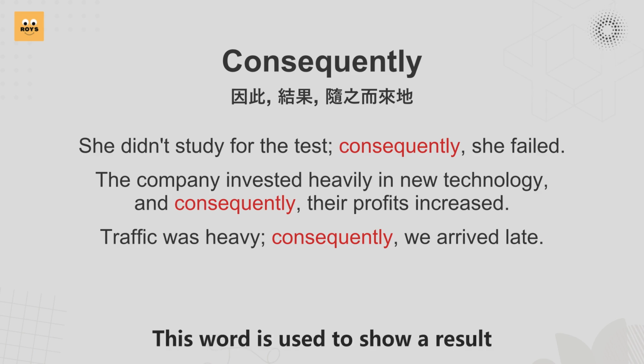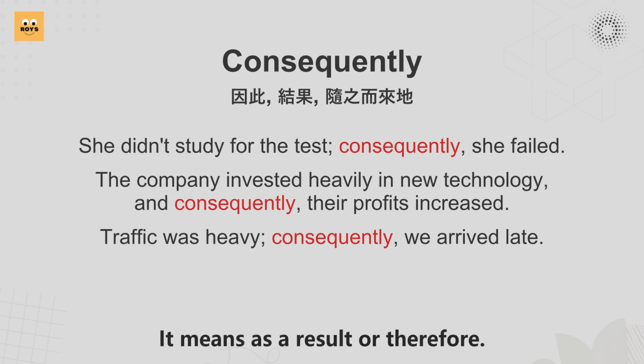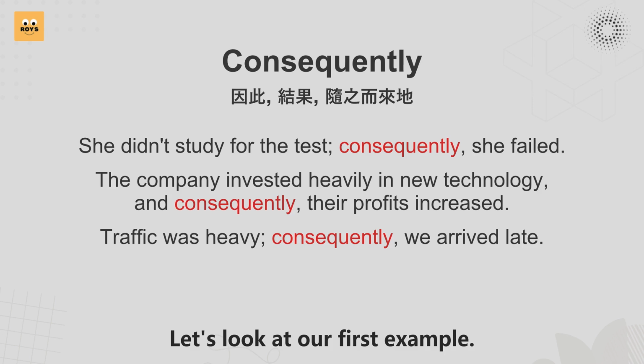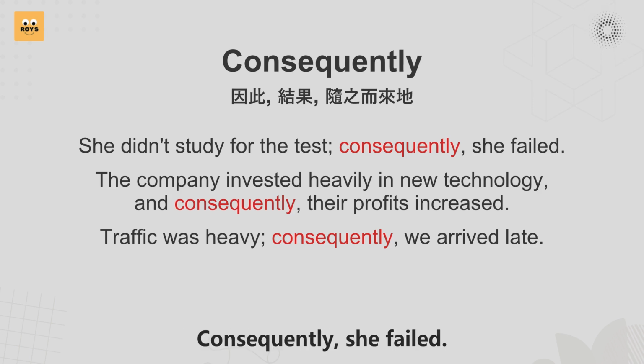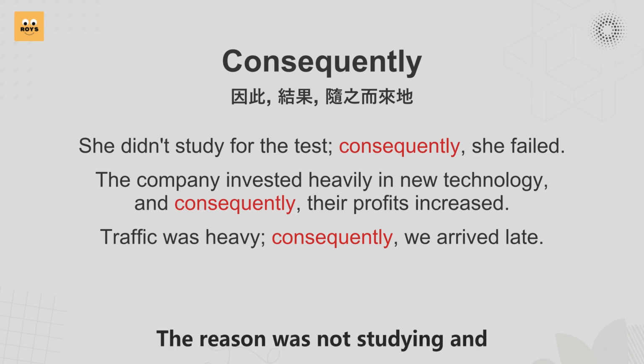This word is used to show a result or an effect of something that happened before. It means as a result or therefore. Right. It connects two ideas, showing the second idea is a direct outcome of the first. Let's look at our first example. She didn't study for the test. Consequently, she failed. Here, consequently clearly tells us why she failed. The reason was not studying, and the result was failing.